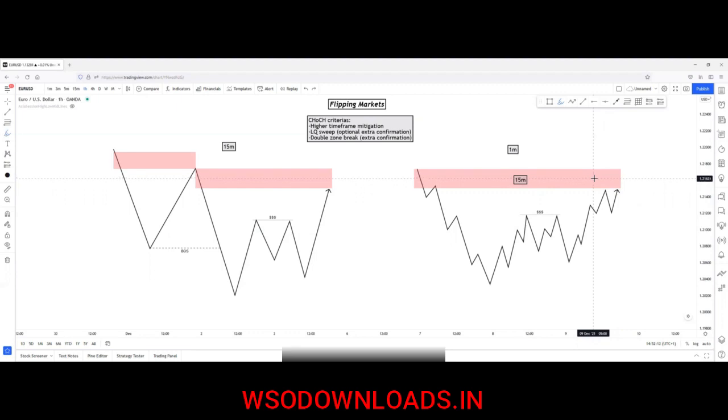Liquidity sweep. It's an optional extra confirmation. So what do I mean by liquidity sweep? As you can see, price created a series of higher highs and higher lows here in this region, and just below the supply zone, price created double tops and also triple bottoms. So just under the 15-minute supply zone, we have liquidity. If price sweeps the double tops, we will have a liquidity sweep, a strong confirmation.